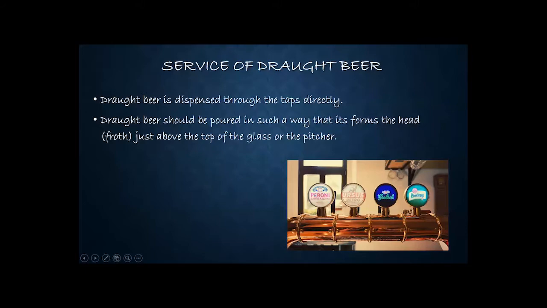Service of draught beer. Draught beers are the beers which are dispensed through the taps directly. While serving the draught beer, it should be poured in such a way that it forms a head of froth just above the top of the glass or the pitcher. One has to be careful while pouring the beer in the glass. Also, if any excess foam is developed, it is skimmed off by a knife.